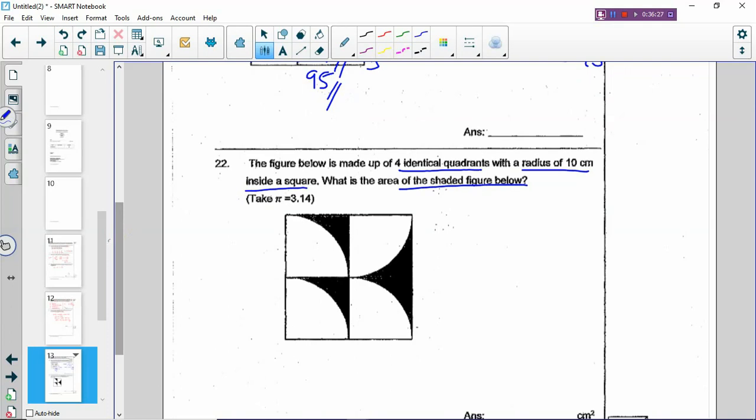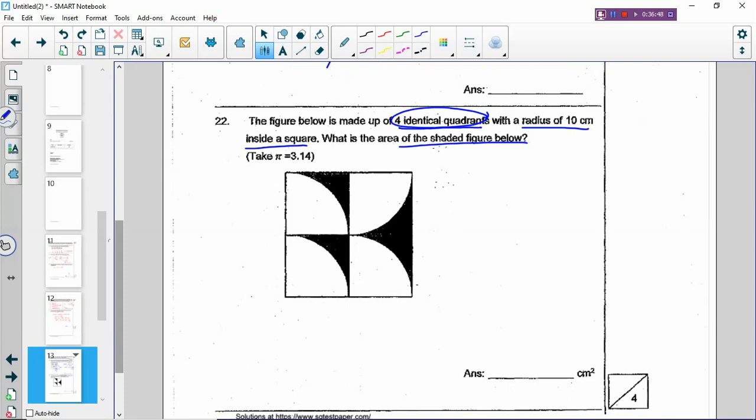Now, what is a shortcut? Every time you see identical shapes, can you combine them to form something regular? What is a regular shape? A regular shape is circle, squares, triangles, rectangles. All these are regular shapes. So can I take the quadrants, which are all the same, and form them into a circle? Because if you can do that, you can cut down the steps.